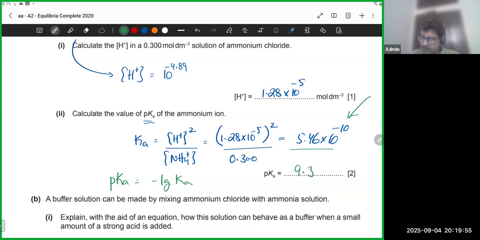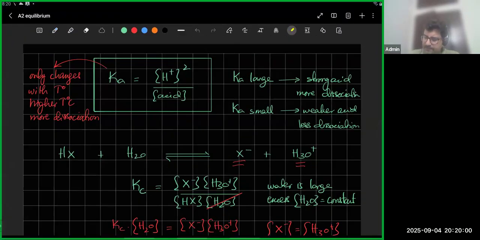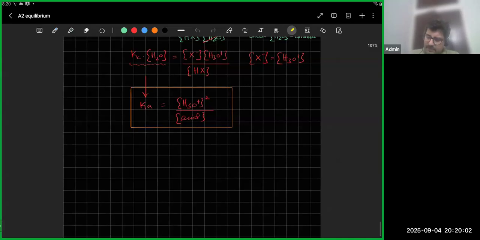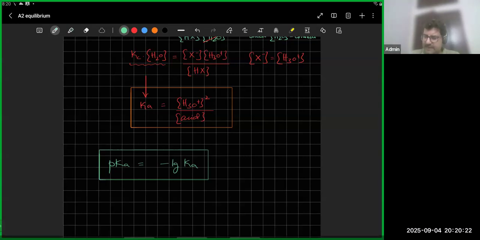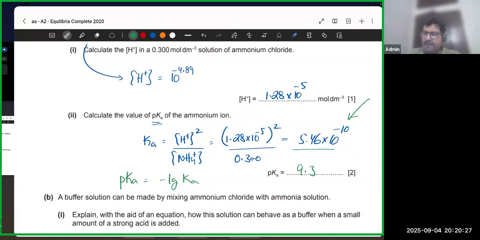So I'm going to add this over here as well. pK is just the negative log of Ka. So a lot of times they don't talk about Ka because Ka values are so small. It's kind of difficult to actually communicate.